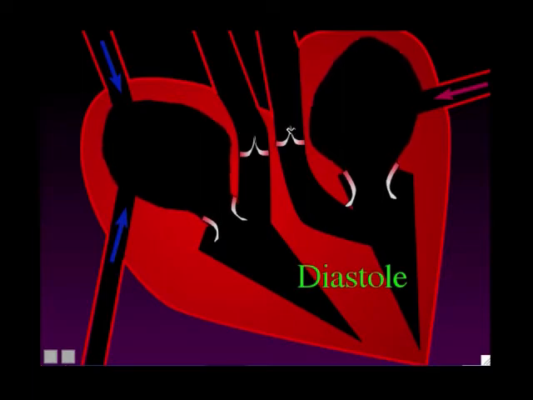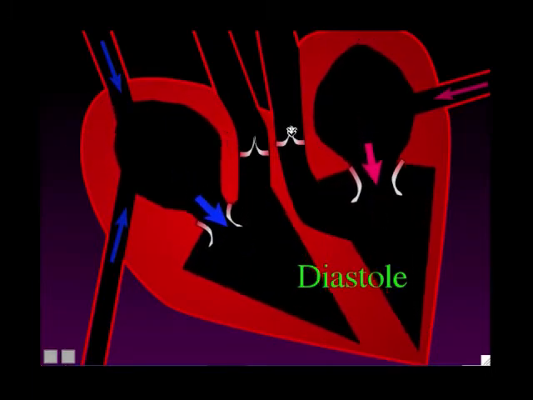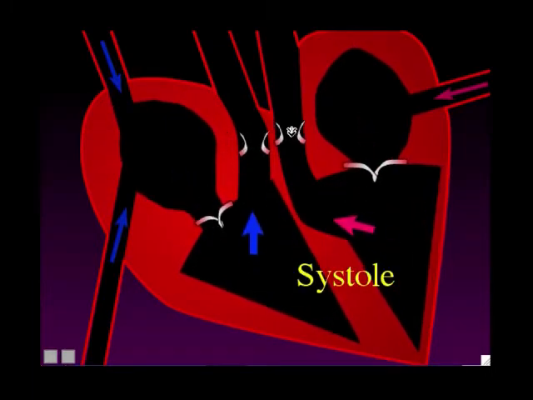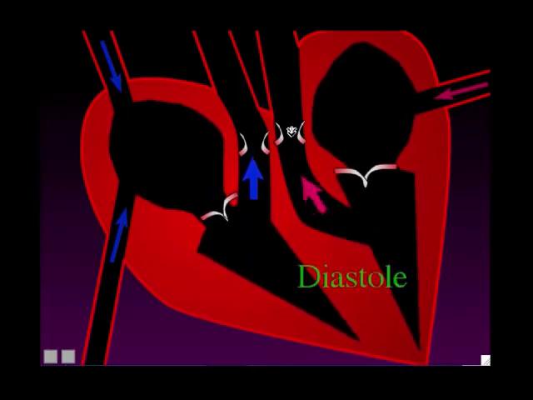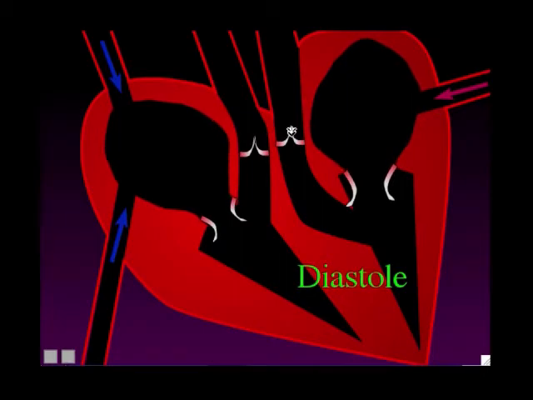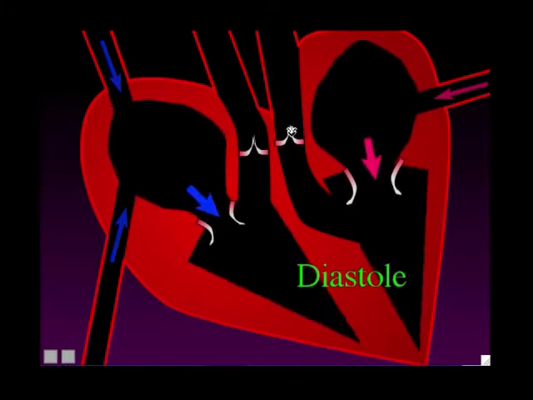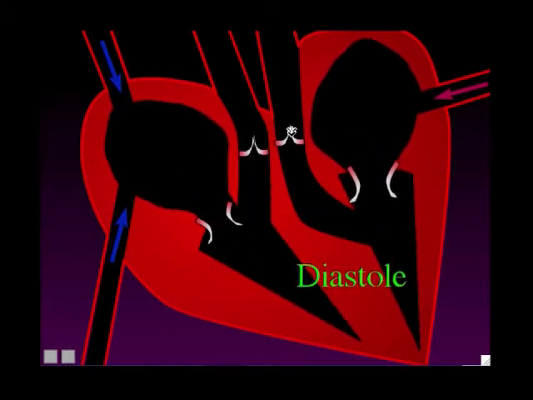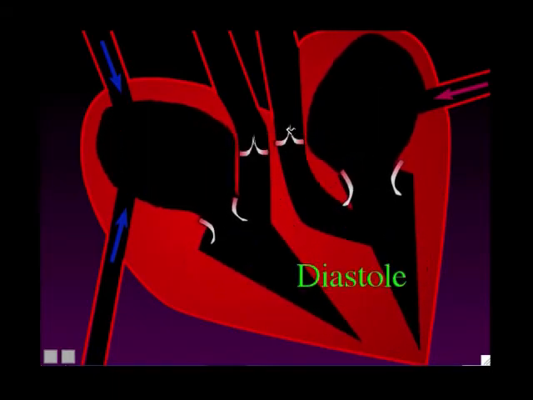Let's see if I can show that here. So look at the AV valves. They're going to shut in just a second. Lub. And now the semilunar valves are going to shut. Dup. Good. I think if I click on it, it might speed it up a little bit here. Lub. Dup. Lub. Dup. So the lub is the AV valves shutting, and the dup is the semilunar valves shutting.